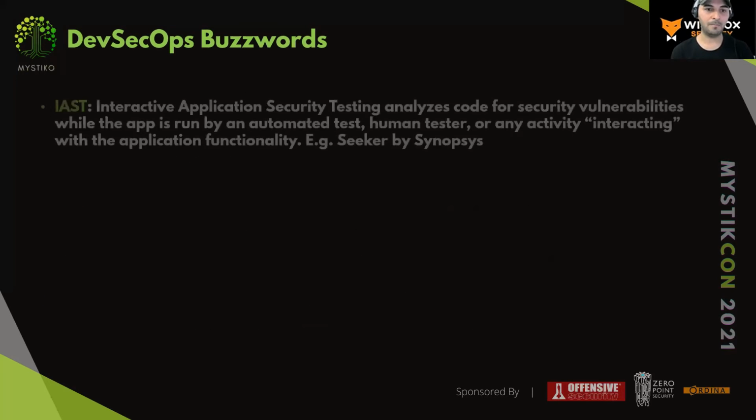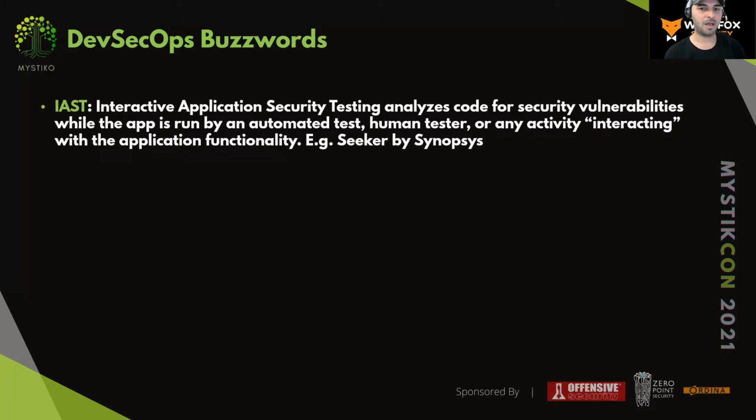Moving on, another type of testing which is now making a noise in the DevSecOps space, or just in the security space in general, is called interactive application security testing. This type of testing sits between SAST and DAST, and it takes all the pros from these two types of testing.